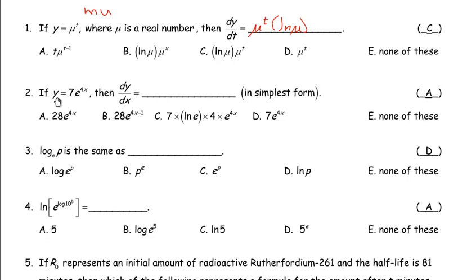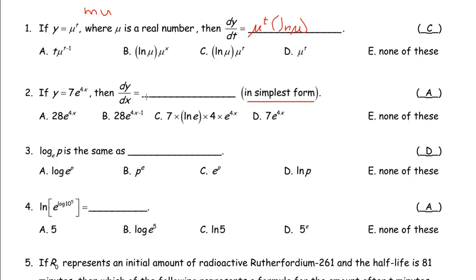For question number 2, y equals 7e to the 4x, and notice the difference here is the base is e, which is the base of the natural logarithm. So it's not a real number like mu or a half or 0.5 or something like that. And so we're asked to find dy dx and it says in simplest form. I'll talk about that in a moment.